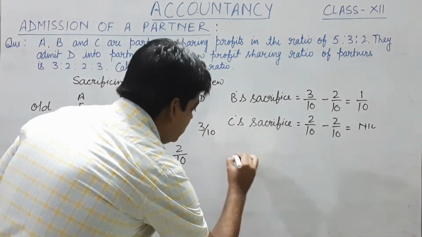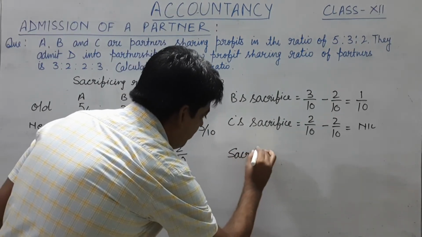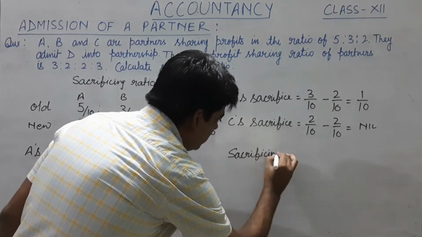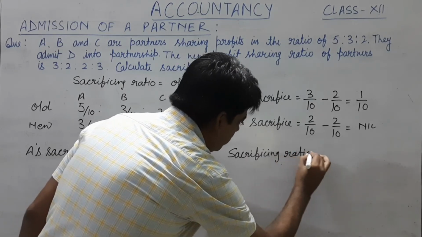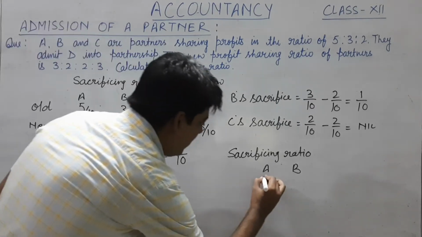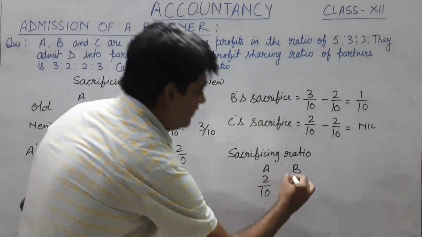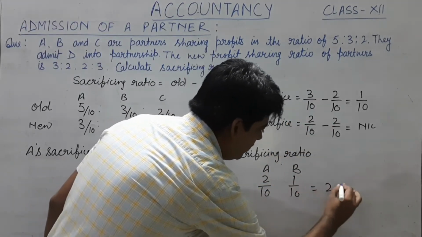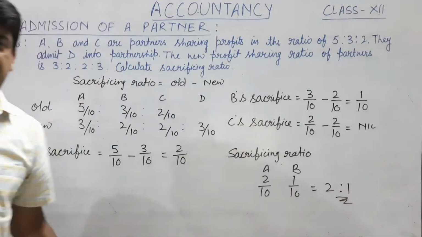So finally, the sacrificing ratio of A and B will be, you can see A's sacrifice was 2/10 and B's is 1/10. That is 2:1.